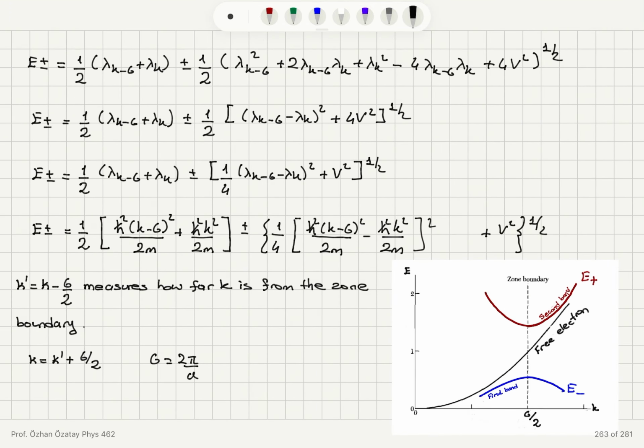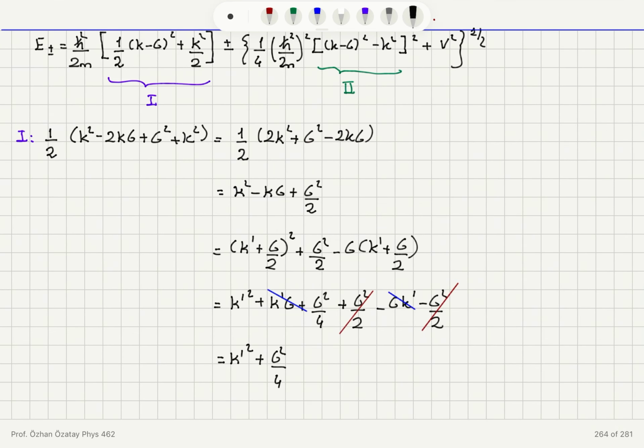And then in the second term we have plus or minus 1 over 4 h bar square over 2m square root of (k minus g) square minus k square, all squared, plus v square. So that gives us the second term here. In the first term we have 1 over 2 times (k minus g) square plus k square. That is 1 over 2 times k square minus 2kg plus g square plus k squared. So that gives us 2k square plus g square minus 2kg. Operating the 1 over 2 here, we obtain k square minus kg plus g squared over 2.